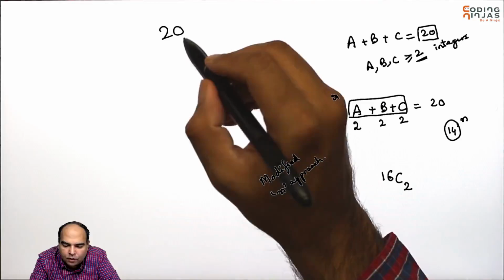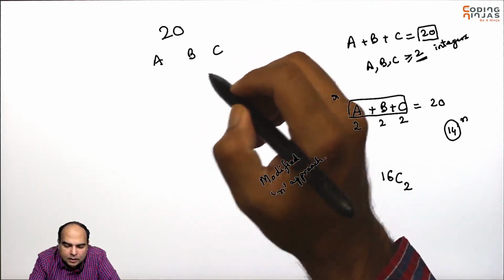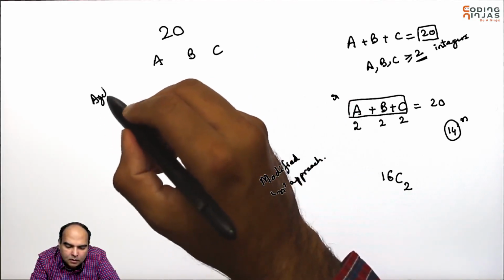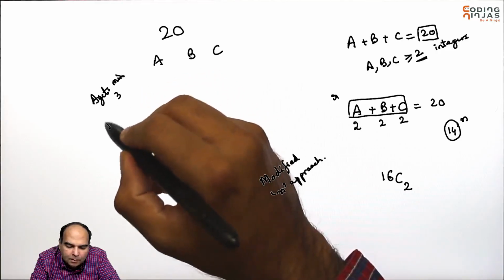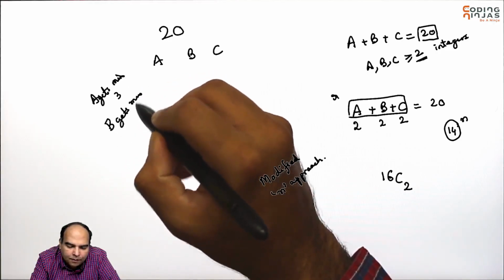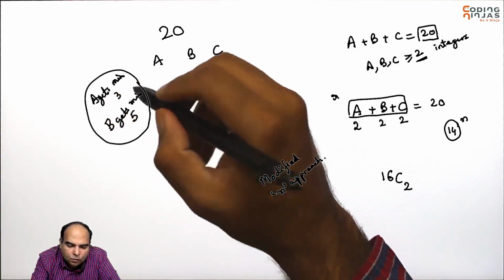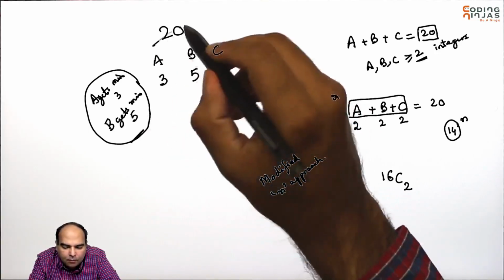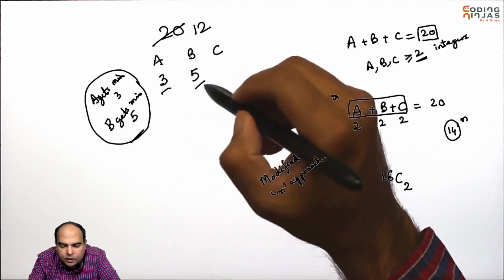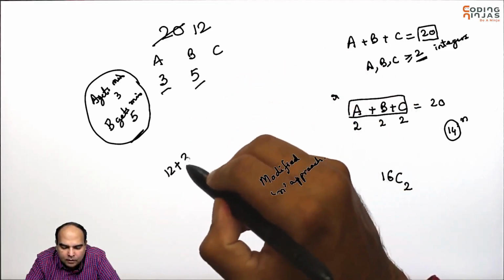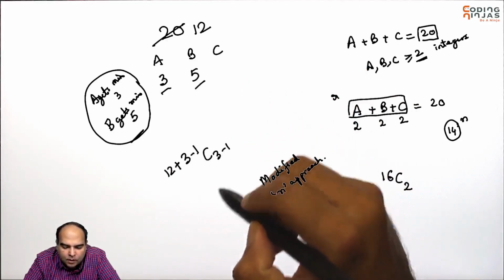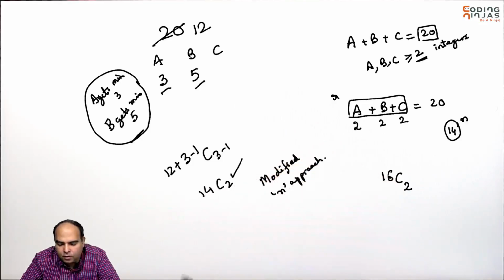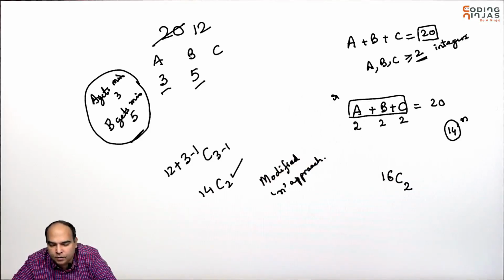So distribute 20 identical chocolates amongst A, B, C such that A gets minimum 3 and B gets minimum 5, and there is no constraint on C. All I have to do is meet this constraint, give 3 to A, 5 to B. N modifies from 20 to 12 now because I have given out 8 objects. So n is 12, r is 3, n plus r minus 1 C r minus 1, and the outcome is going to be 14C2. So this is how you handle these distribution questions when you are talking about distribution of identical objects.